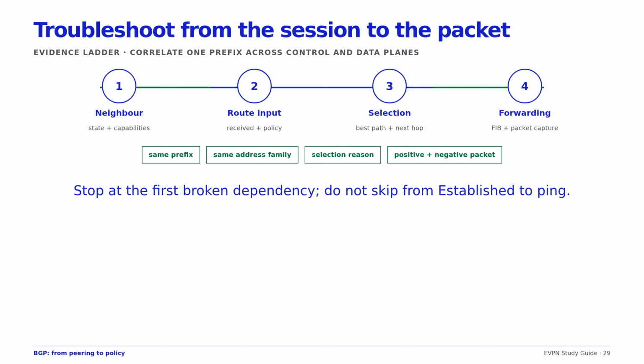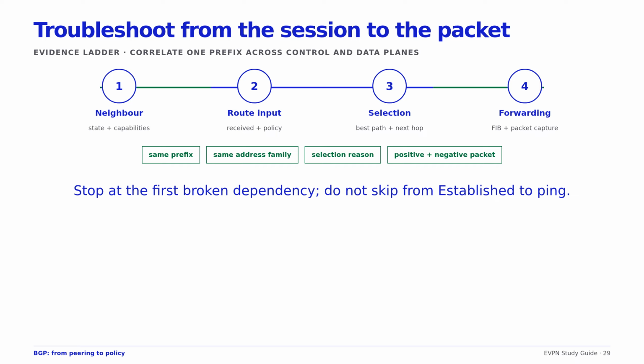Use an evidence ladder. First, inspect the neighbor summary and detailed state: endpoints, autonomous system numbers, timers, capabilities, and resets. Second, inspect routes received from the peer and policy counters to prove the input. Third, inspect the selected BGP route and its stated best path reason. Fourth, inspect what is advertised to the next peer. Fifth, resolve the next hop in the RIB and confirm the FIB or hardware entry. Finally, capture or test the expected packet and a forbidden negative case.